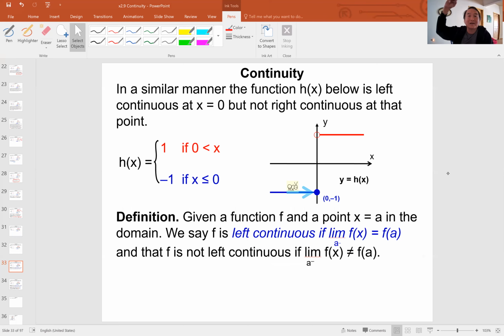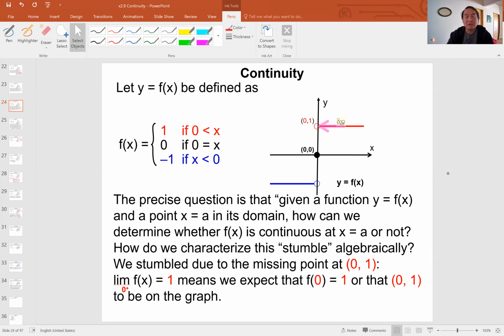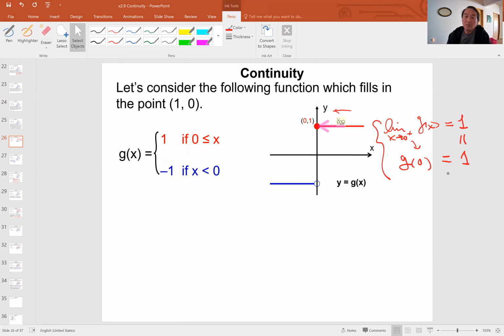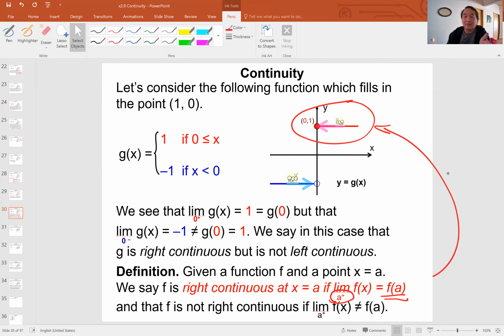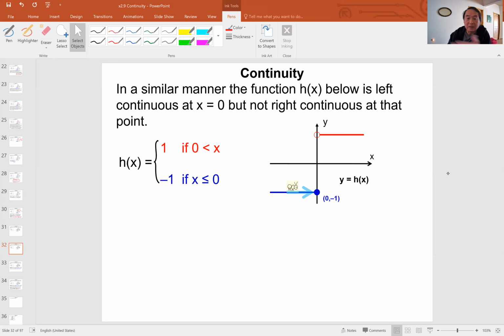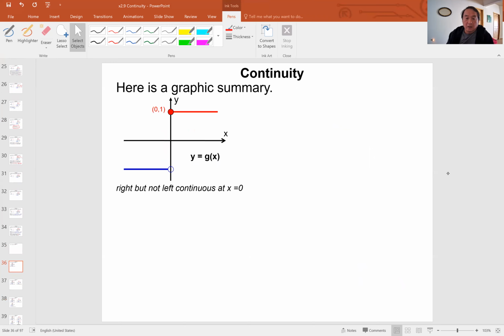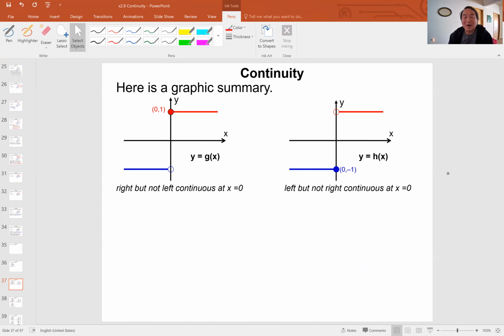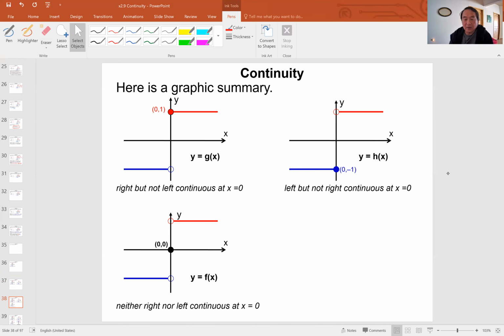Okay, so we define right continuous and left continuous. And the one we started out with is not left continuous nor right continuous. So you have these cases where a function is not right continuous and not left continuous at a broken point, or it could be right continuous but not left continuous, or left continuous but not right continuous. So these are the summary: right but not left continuous, left but not right continuous, not right or left continuous.